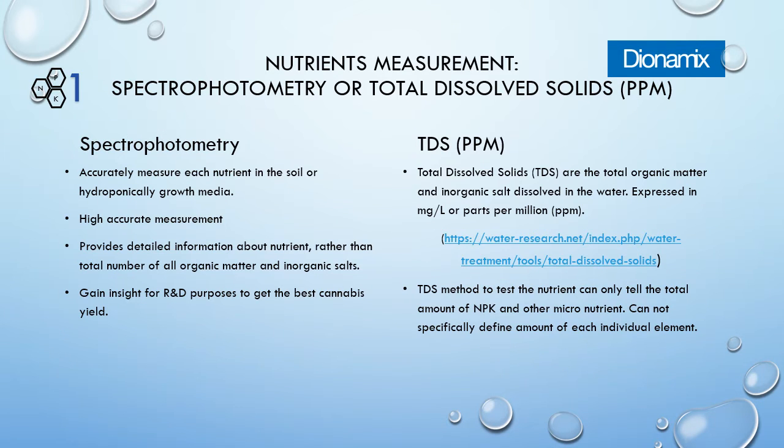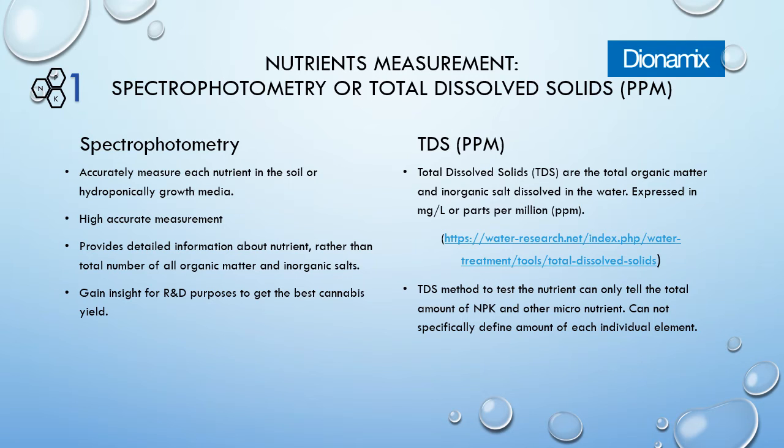Let's talk a little bit about the common methods for testing soil nutrients. We've just spoken about UV Vis spectrophotometry. It is a method that can accurately identify and measure the concentration levels of individual nutrients. This is an established method used in industry and science to measure specific compounds of interest.